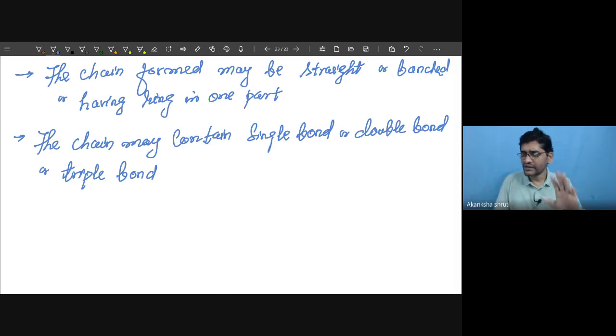But note that 4 bonds between 2 atoms is not possible. Why? In more detail, you will learn in higher standard that covalent bonds are of two kinds. One is called sigma bond, another is pi bond.